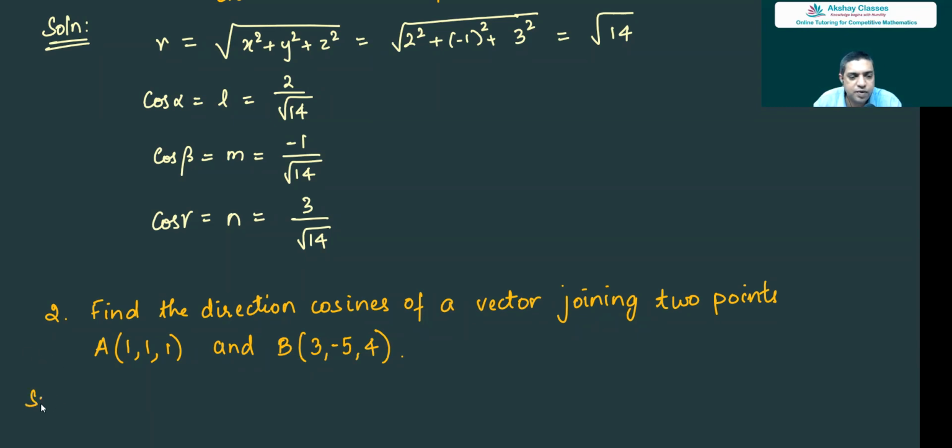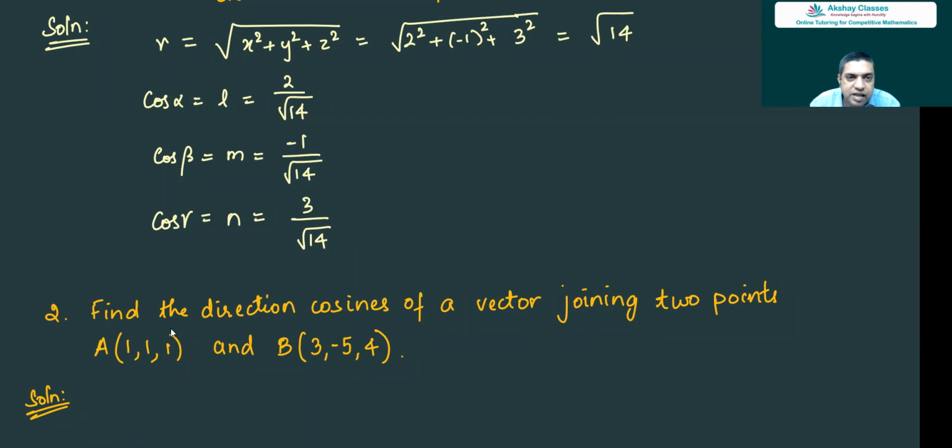Please find. Sir, 2 by 7, minus 6 by 7 and 3 by 7. Yeah, okay. Let us do this.